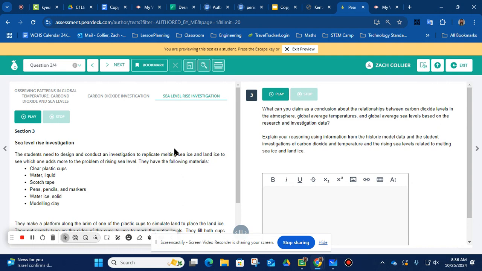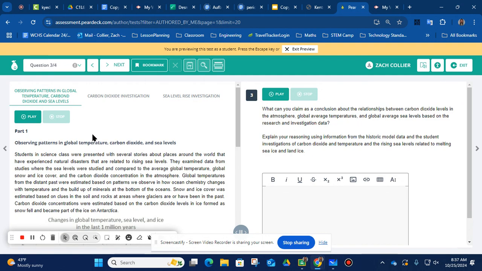So it says, what can you claim as a conclusion about the relationships between carbon dioxide levels in the atmosphere, average temperature, and global average sea levels based on the investigation data? So you've got 3 things there: carbon dioxide, average temperature, global average sea levels. And again, it's based on the research and investigation data.